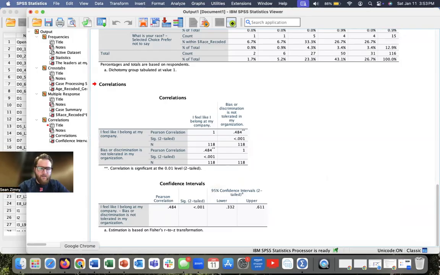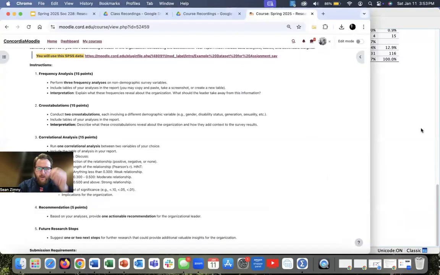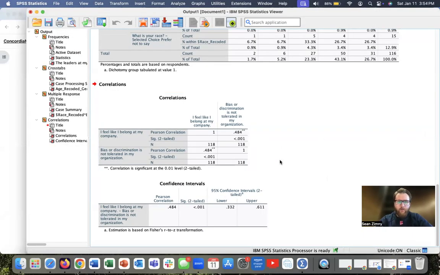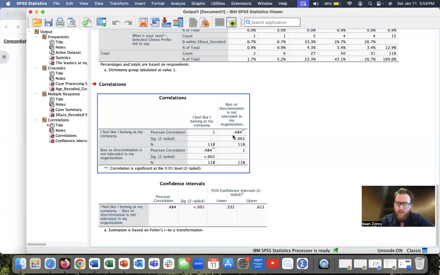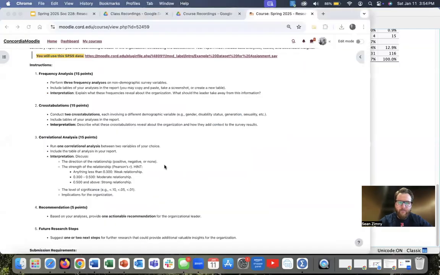Let's go back to the assignment. You need to discuss and test the direction of the relationship. Is it positive, negative, or none? Well, for this one, it's a positive relationship because this is a positive number here. This 0.484 is positive. If it was a negative number, you would find it'd be a negative relationship, okay? That's where you'd find that information.